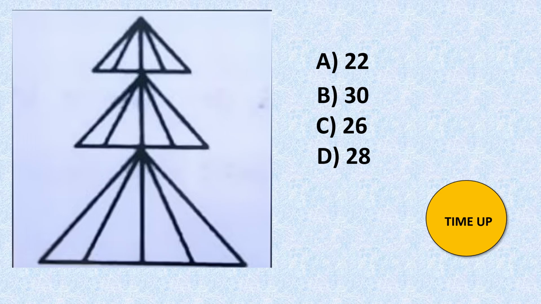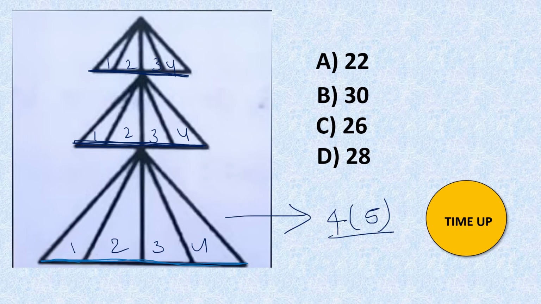So the bigger triangle, you can see here is the base of the bigger triangle. Then the middle triangle, here is the base. And the smallest triangle, here is the base. If you check how many bases are there? 1, 2, 3, 4. Here also 1, 2, 3, 4. Here also 1, 2, 3, 4. Apply the formula. For this, how much? 4 into 5 divided by 2, and you will get 10 as the answer.